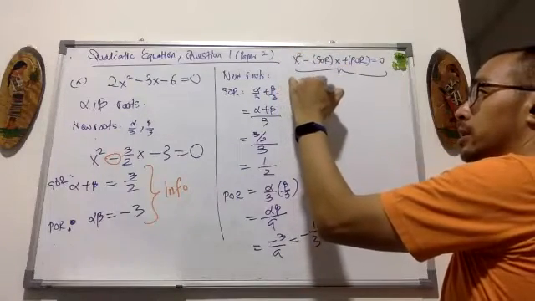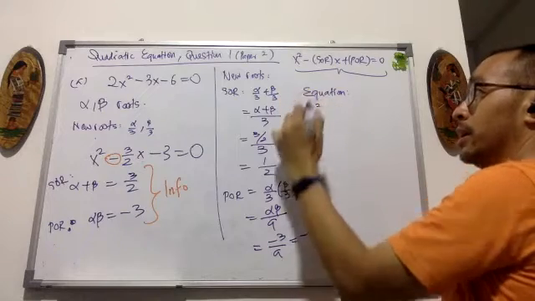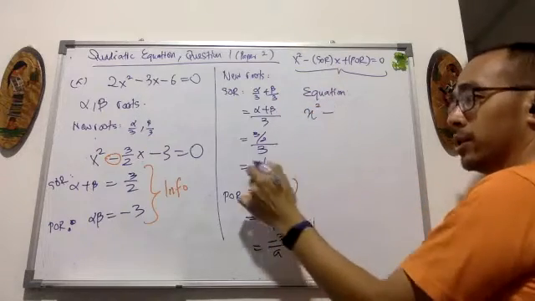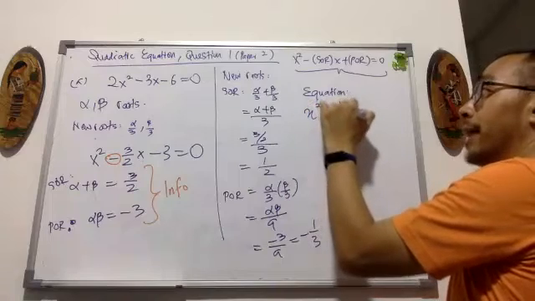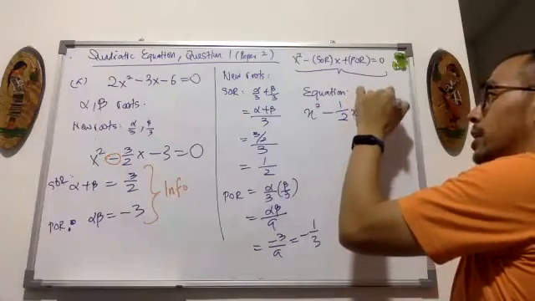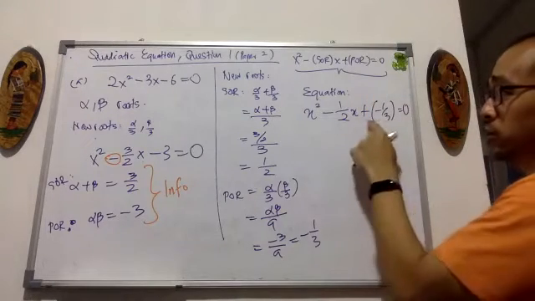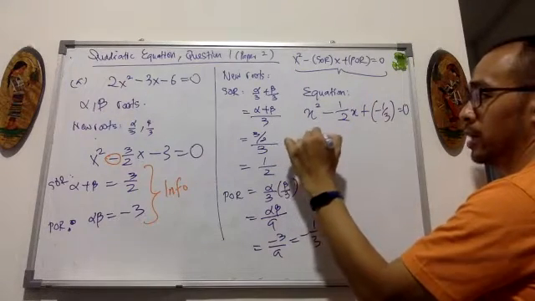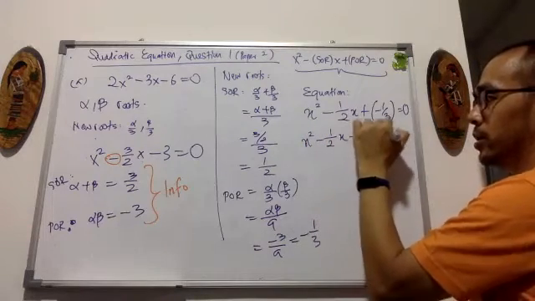So the equation is x squared, okay, minus, because the original number is half, so the new one must be minus half x plus negative 1 over 3 equals to 0. Okay, I'm going to change this a little bit. So x squared minus half x minus 1 over 3 equals to 0.